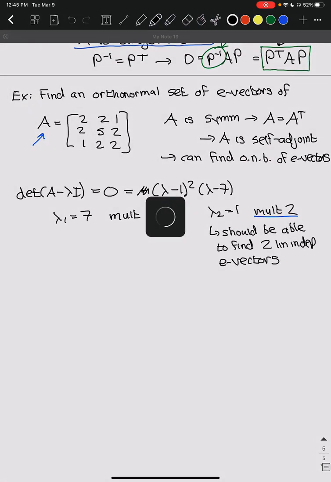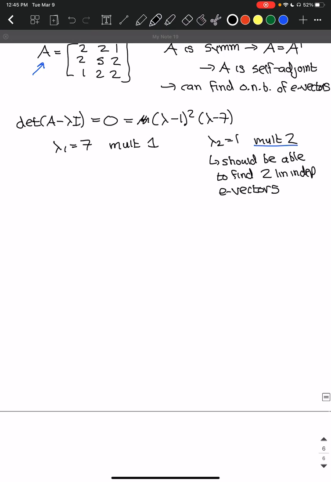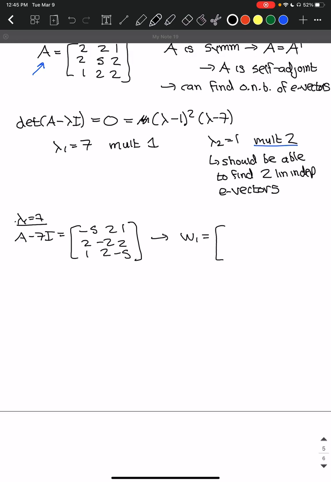We can start with lambda 1 is equal to 7. So I have A minus 7I is equal to minus 5, 2, 1, 2, minus 2, 2, 1, 2, minus 5. And not a bad guess is 1, 2, 1. Cool. I don't know why I called it W. Give me one sec.